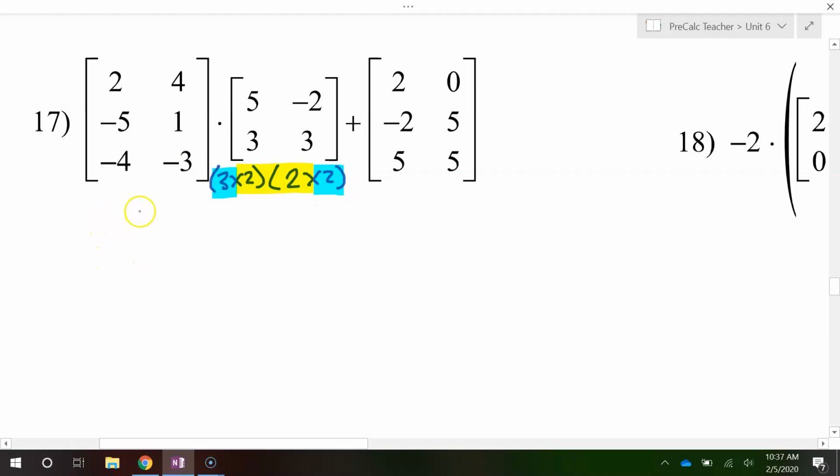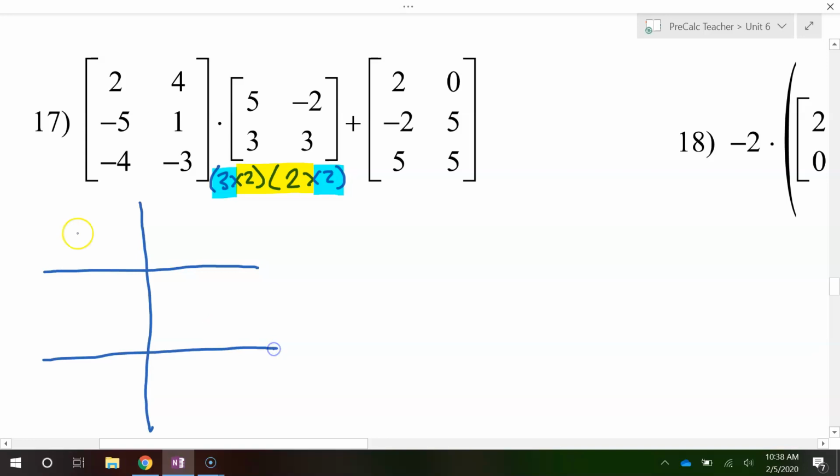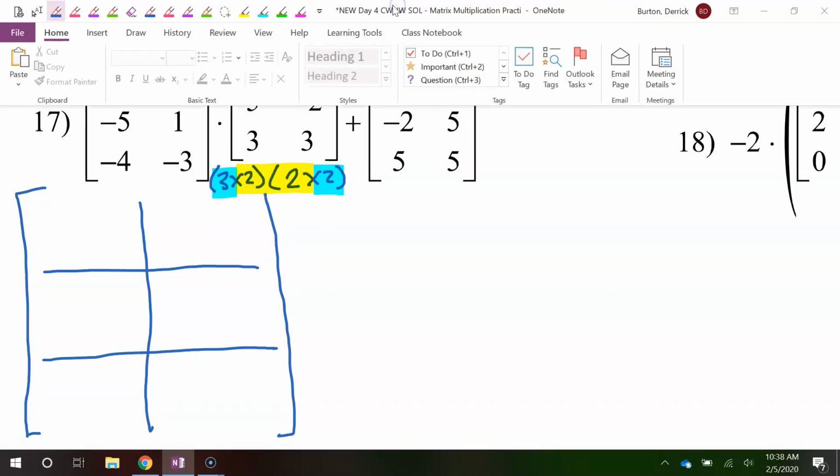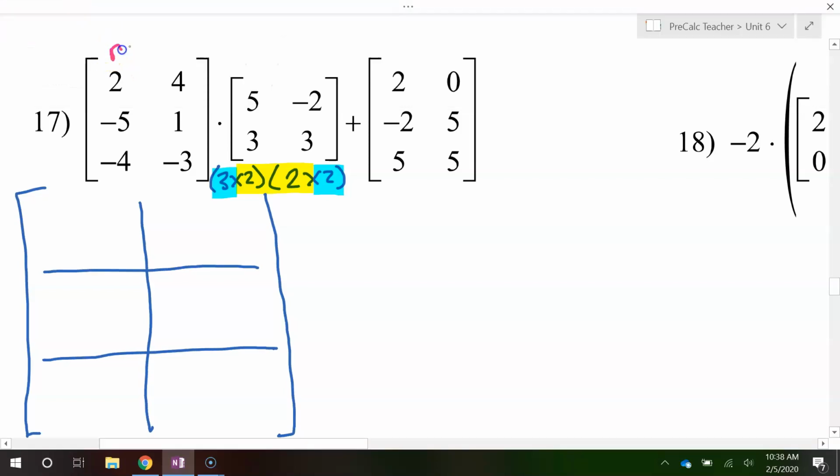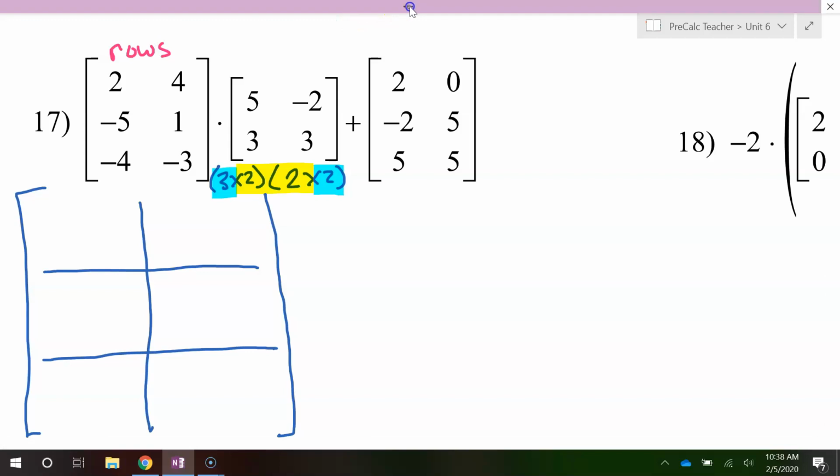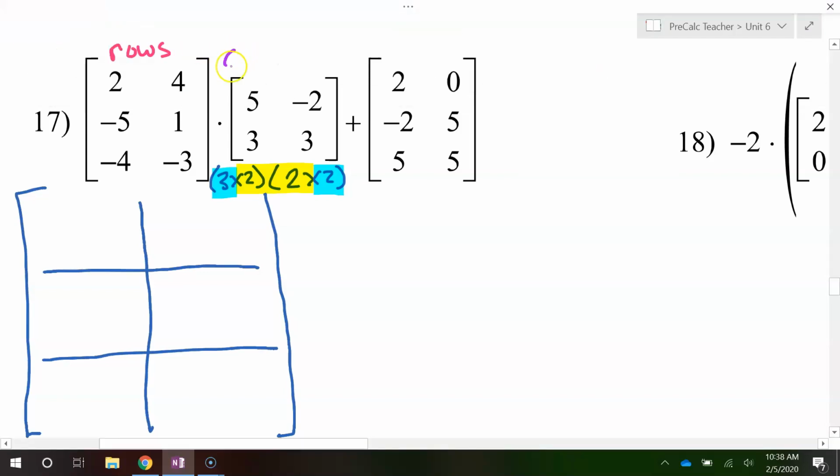So your next step should be to create a rather large 3 by 2 matrix. Okay, so let me think. I'm trying to estimate how large these need to be. All right, hopefully that'll be big enough. Sometimes I don't know until later. Okay, so what you do is you steal the rows from the first matrix and you steal the columns from the second matrix.